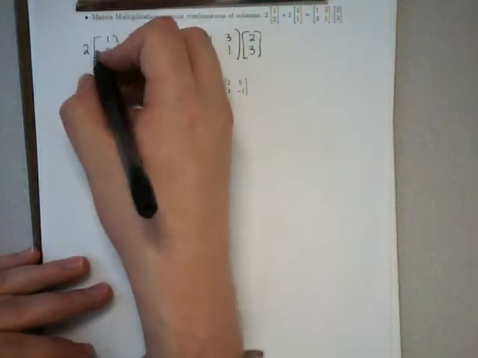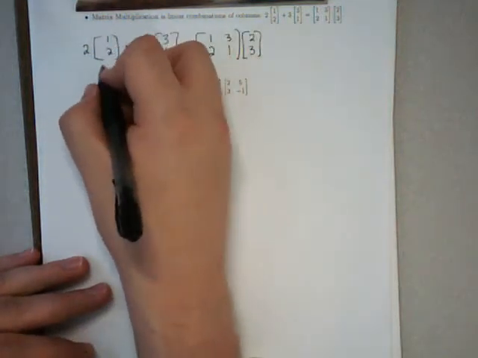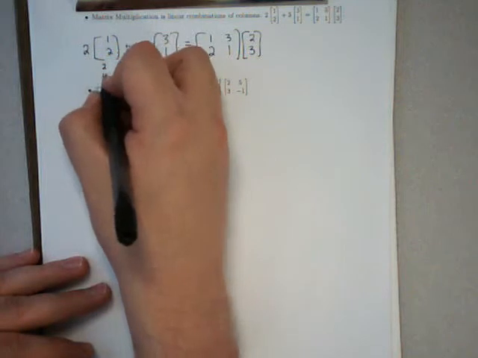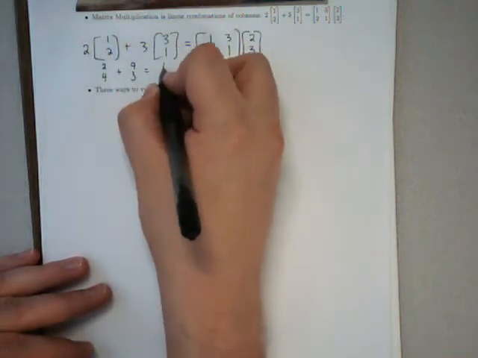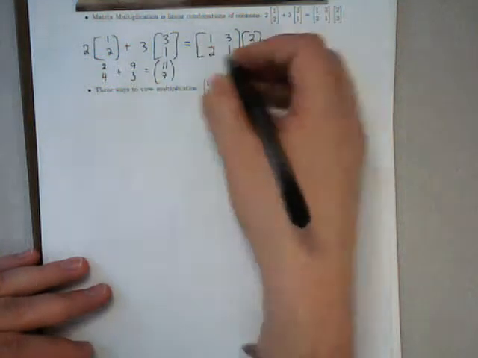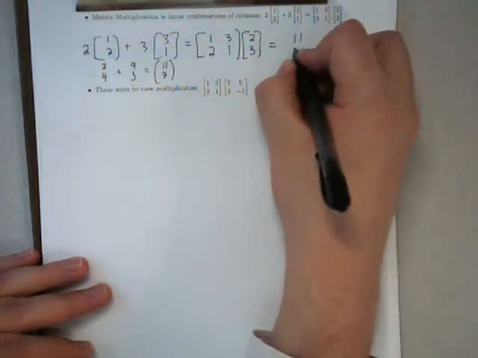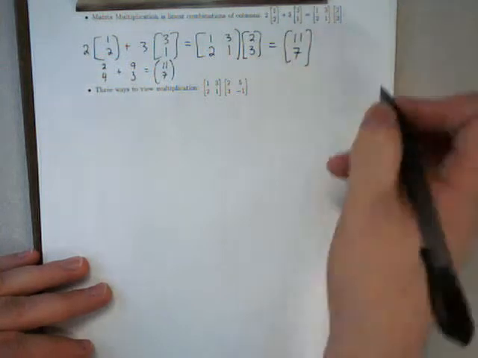And of course you can always perform the multiplication. 2 times 1 is 2, 2 times 2 is 4, and then I have a 9 and a 3 here, so this gives me an 11, 7. So the answer is 11, 7.